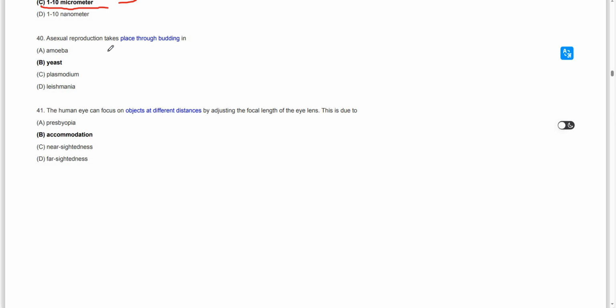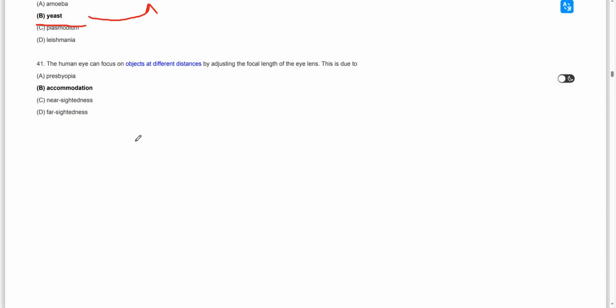Asexual reproduction takes place through budding in yeast. Through budding, asexual reproduction takes place in yeast.